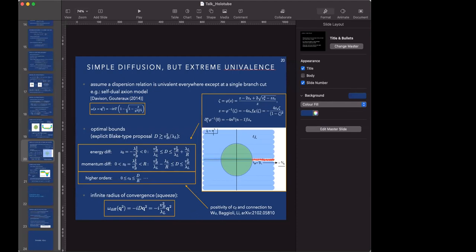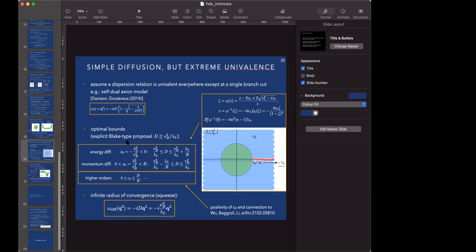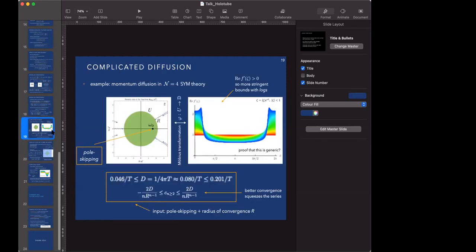So no, okay, I actually have a very stupid question. Everything depends on the assumption of univalence, of course. Yes. And you said in the example that you showed, can you repeat how you prove that these functions are univalent, at least in some region?